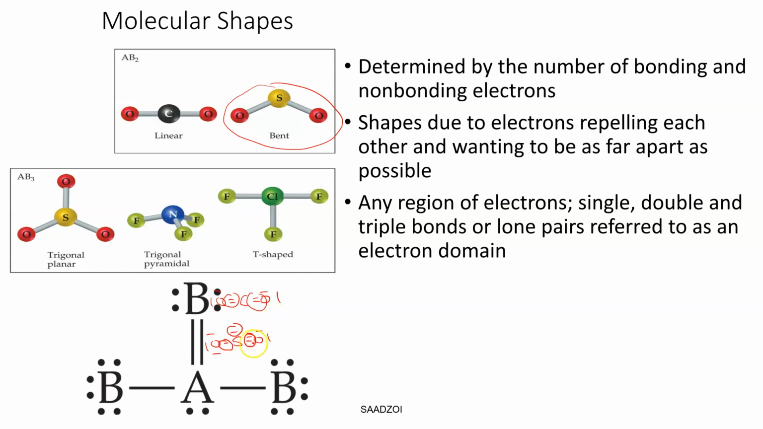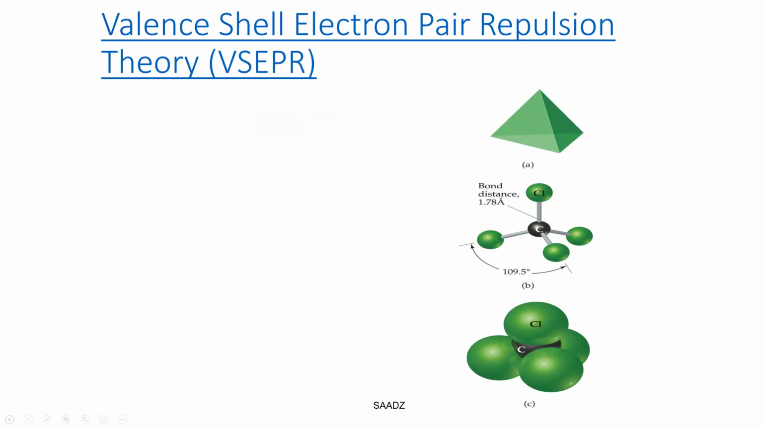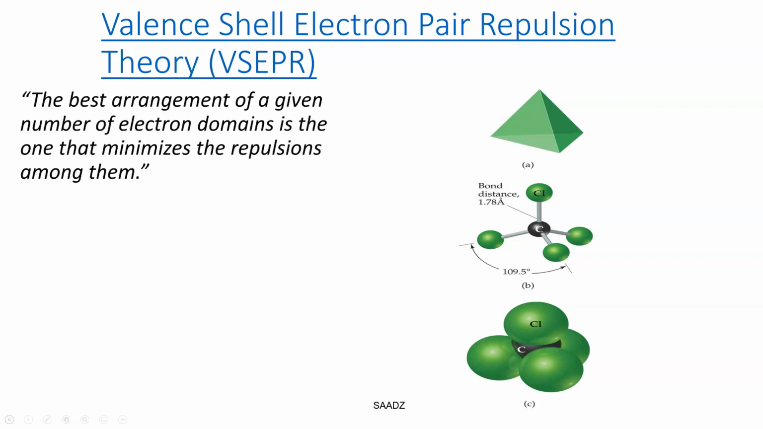So here's an example of that. You have AB3: one domain, two domains, three domains, plus one lone. So three bonded, one lone means you're going to have a trigonal pyramidal shape. If this was a bonded domain at the bottom, and it's four domains total, then you'd be considered tetrahedral. All right, so the theory that deals with this is called valence shell electron pair repulsion theory, which is just the theory that deals with what happens in order to minimize electron repulsion. So these shapes are a product of that.